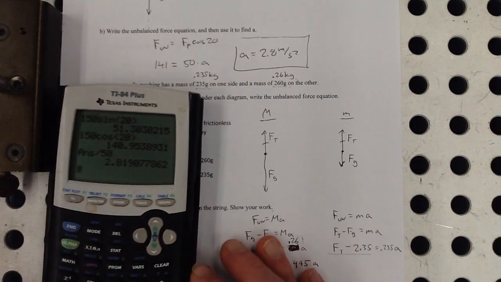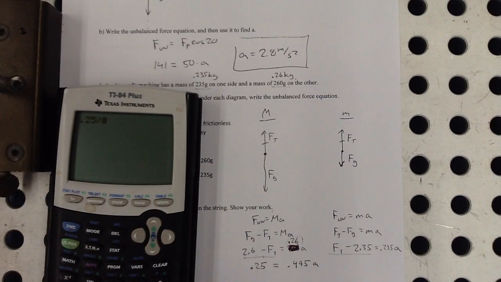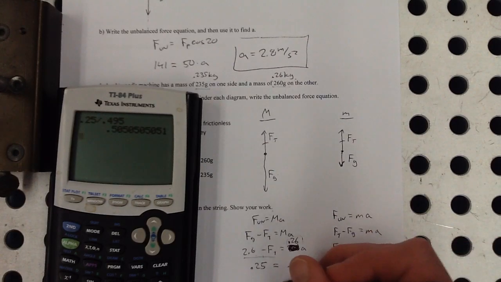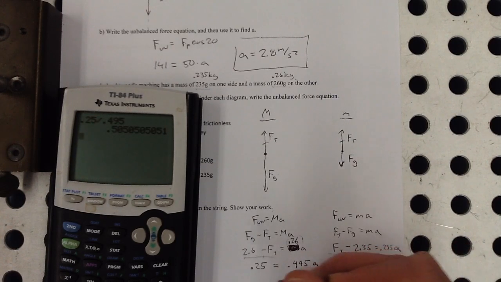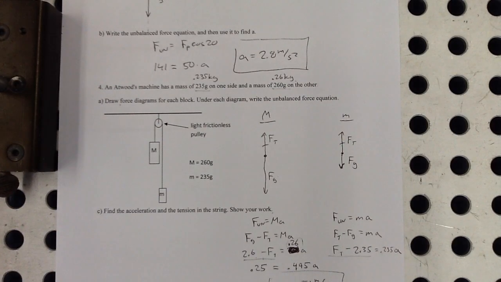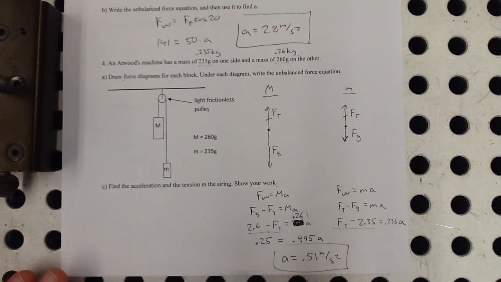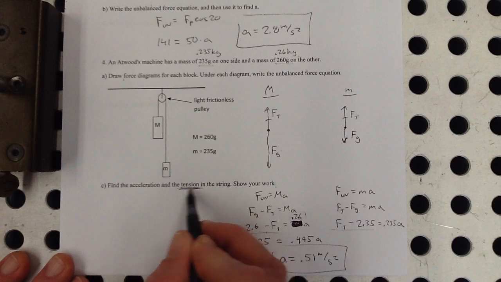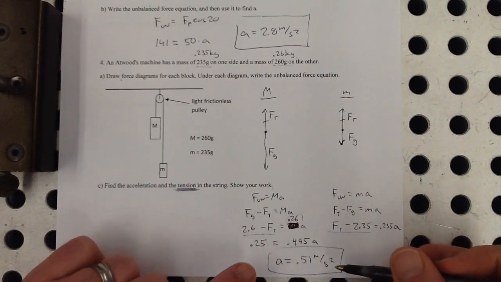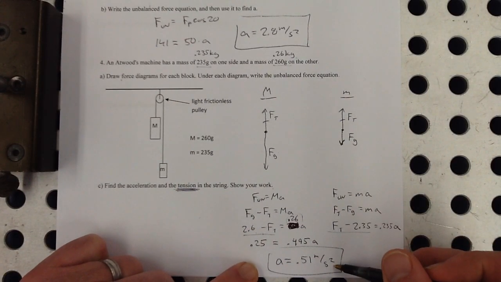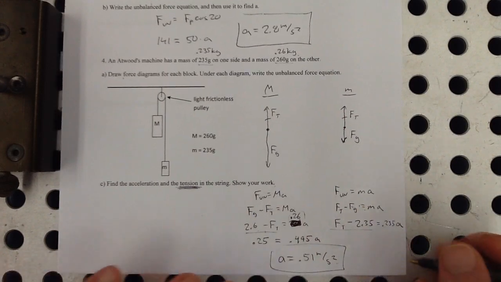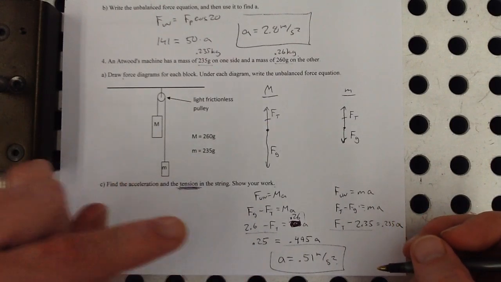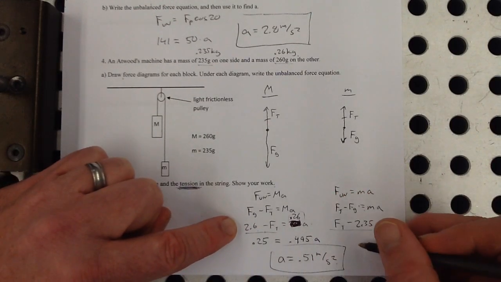And then I will use my calculator for that. That gives me an acceleration of about 0.51 meters per second squared. And then also we're supposed to find the tension in the string. I can take that acceleration and go back and plug it into either one of these two equations. So I'm going to go ahead and plug it back into, how about this one?